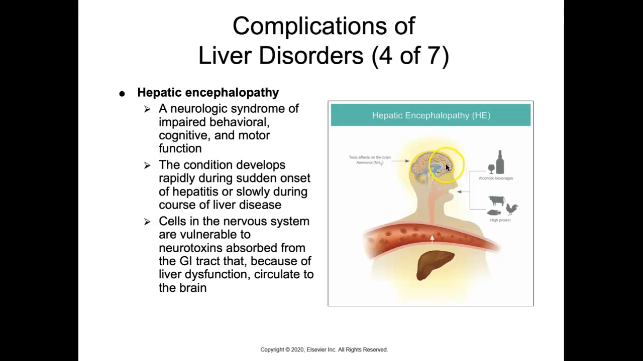And the cells within our nervous system are going to be vulnerable to neurotoxins that are being absorbed within our GI tract. And because our liver is dysfunctioning, we're not able to remove toxins. The toxins start to alter cerebral energy metabolism. It interferes with neurotransmission and can cause cerebral edema. And one of the most hazardous substances is going to be ammonia. And we get that from the breakdown of proteins, and we're not able to convert it into urea because our liver is diseased. So it starts to build up.